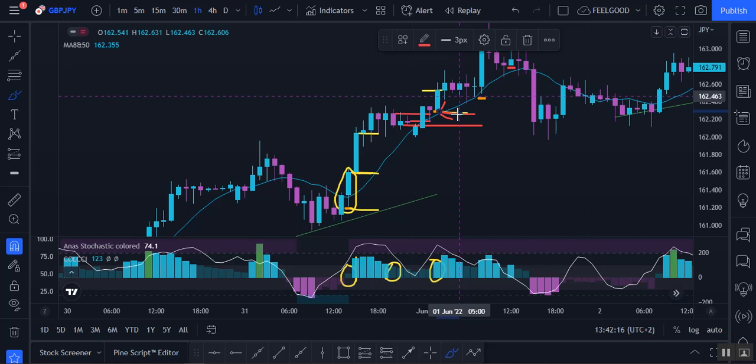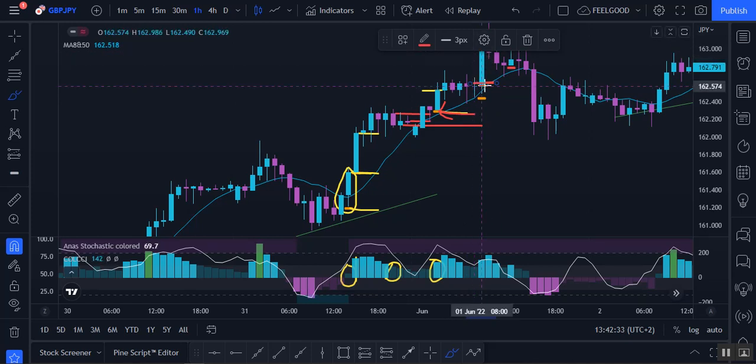Then as the market kept on doing whatever it was doing, I would have waited. Then according to price action, right here, the market closed above this candle, closed above this sell candle, the open of this sell candle up there.